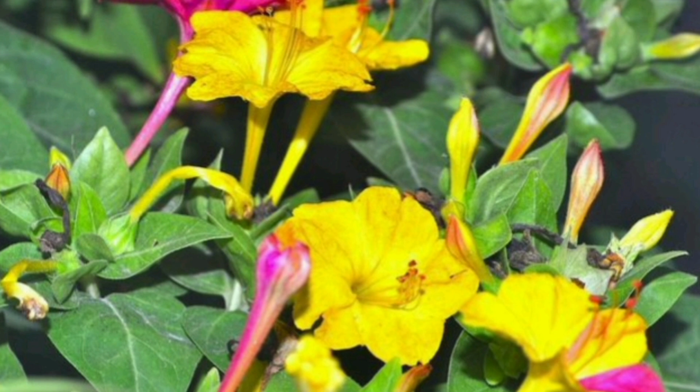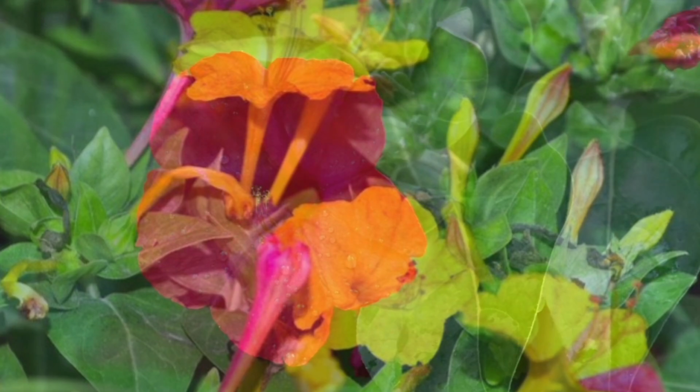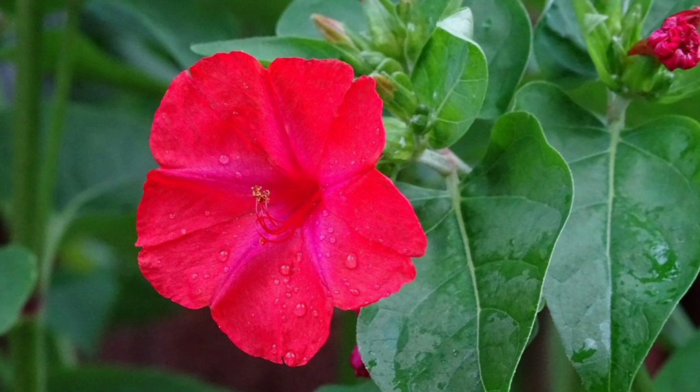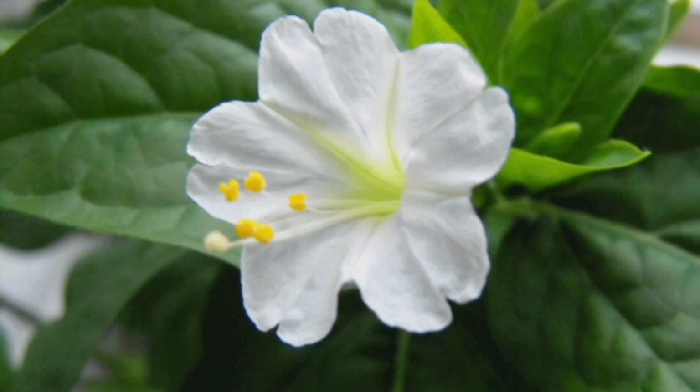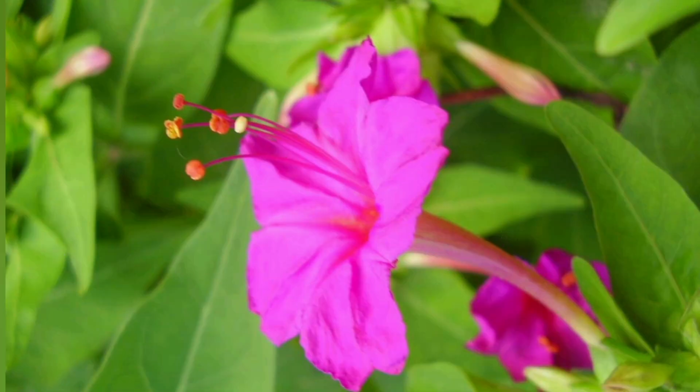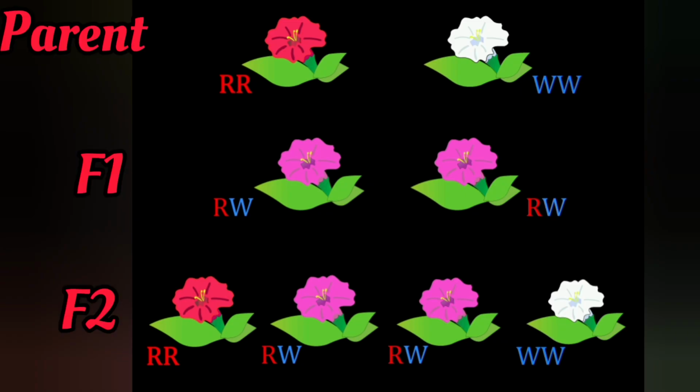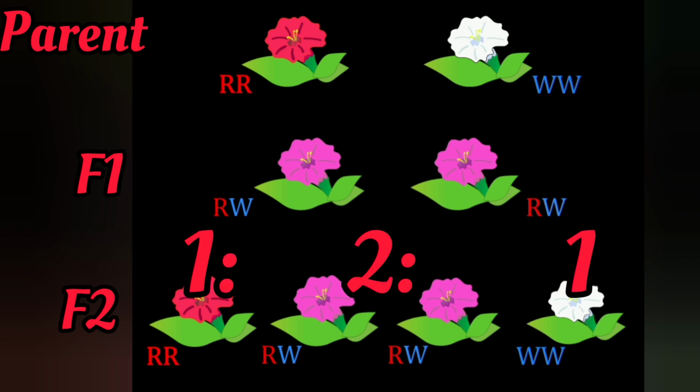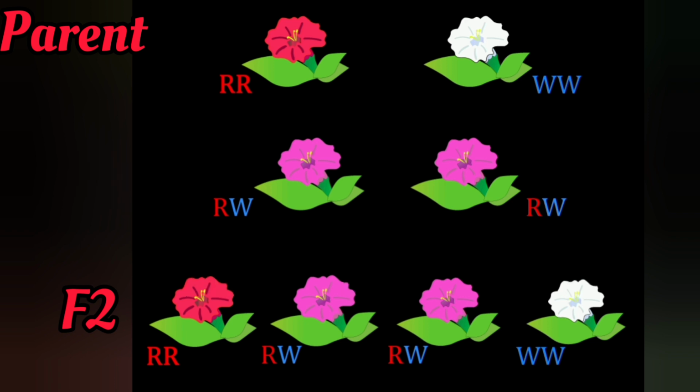In this Mirabilis jalapa, if a red flower plant is crossed with a white flower plant, the F1 generation obtained is pink in color. So it is an intermediate color produced in the F1 generation. And when these two pink plants are selfed, the F2 hybrids obtained are in the ratio of 1:2:1. That means 1 red, 2 pink and 1 white.